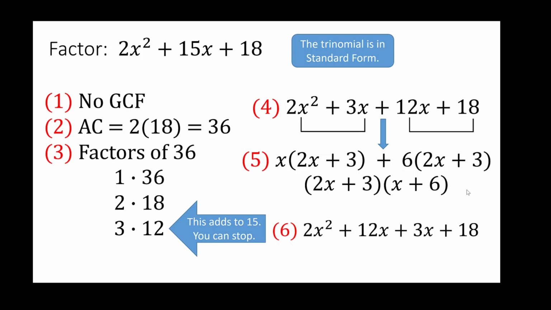Now to check this, I FOIL it out. So I multiply 2x times x, that gives me 2x squared. I multiply 2x times 6, that gives me 12x. I multiply 3 times x, that gives me 3x. And I multiply 3 times 6, which gives me 18. When I add the 12x and the 3x, I get back to 2x squared plus 15x plus 18.